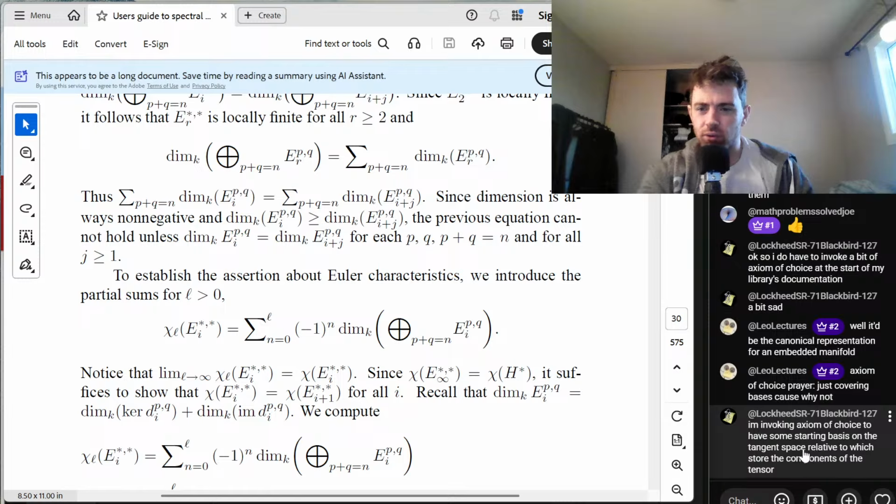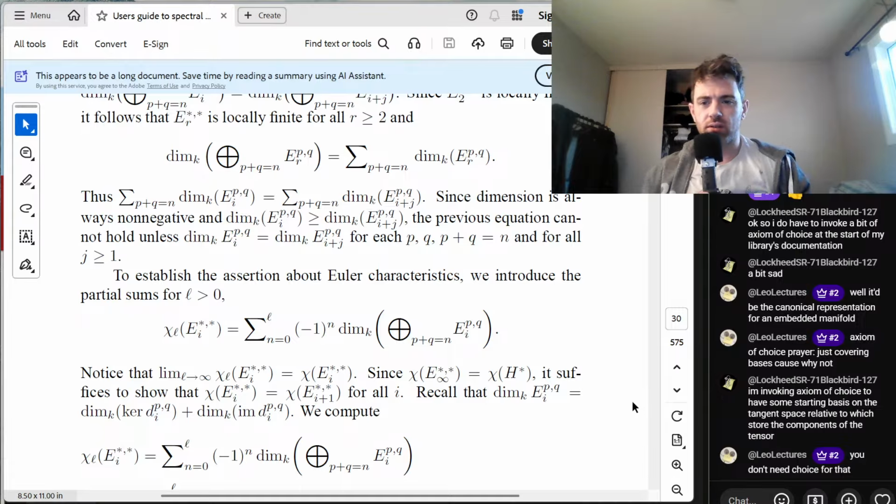Invoking axiom of choice to have some starting basis on the tangent space, relative to which store the components of the tensor. I don't think you need axiom of choice for that in general. I mean, yeah, you don't need axiom of choice for that. The finite dimensional vector space.